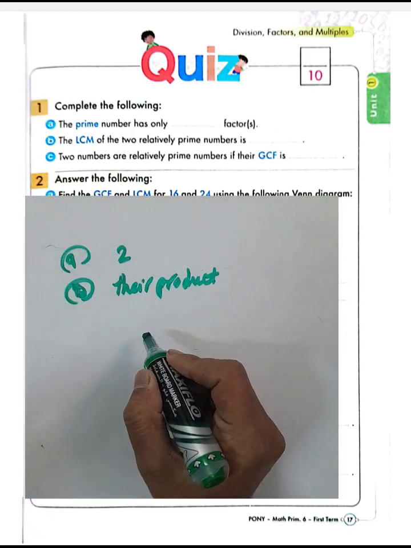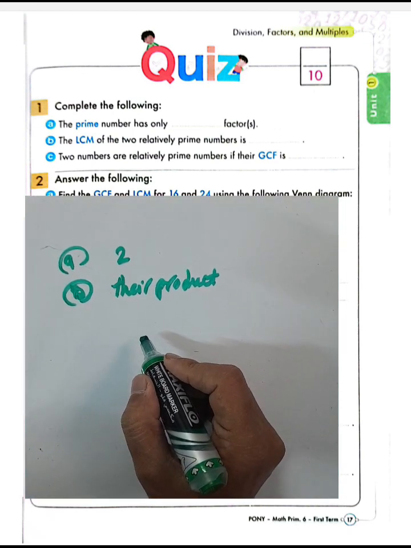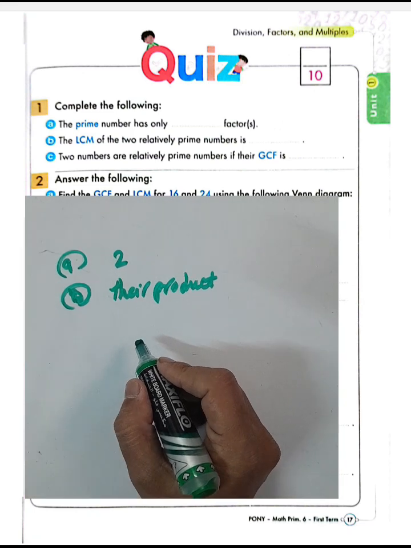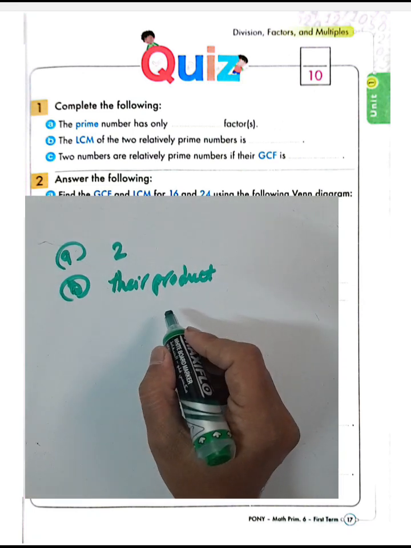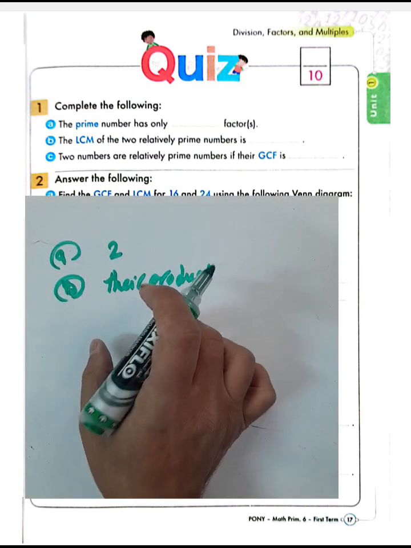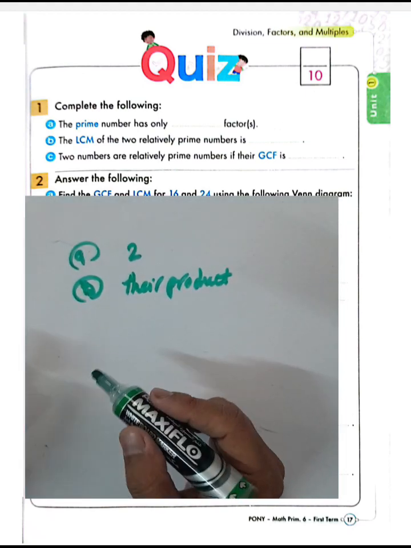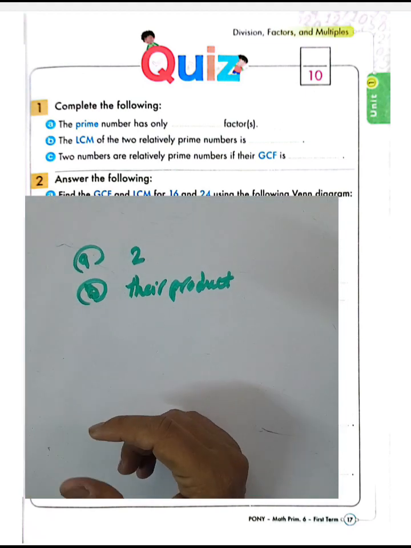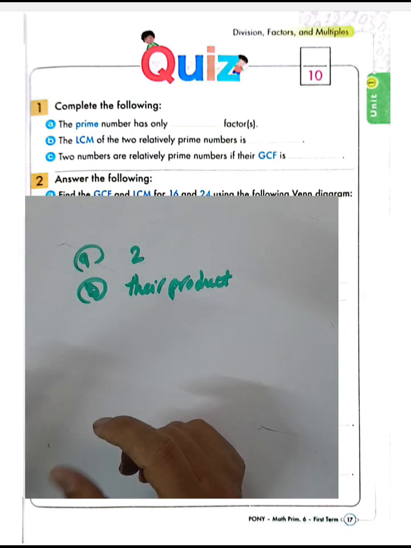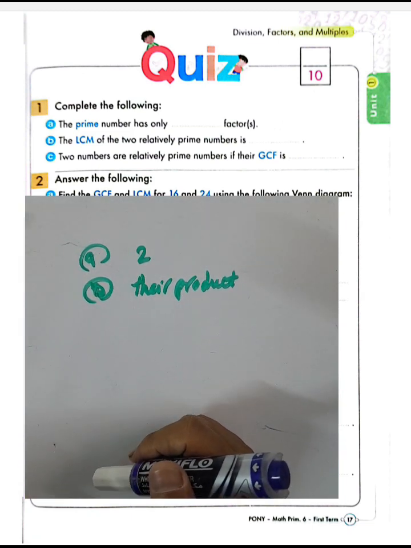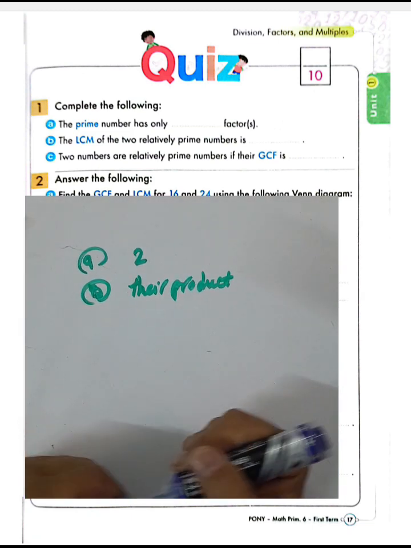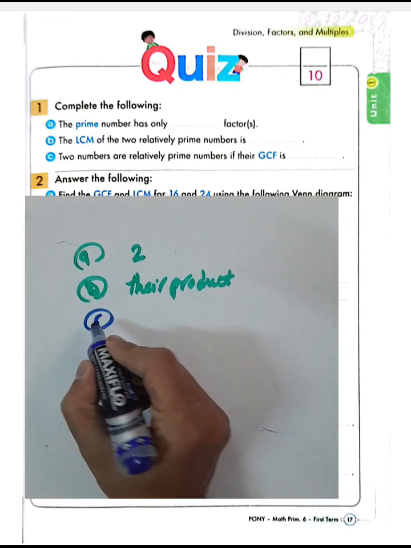Such as 2 and 3. If you want to find the least common multiple between 2 numbers, you must find the product between them. The least common multiple between 2 and 3 will be 6, okay? Then the least common multiple of 2 relatively prime numbers will be their product. But the greatest common factor between 2 relatively prime numbers will be 1. The highest common factor between them will be 1, okay?